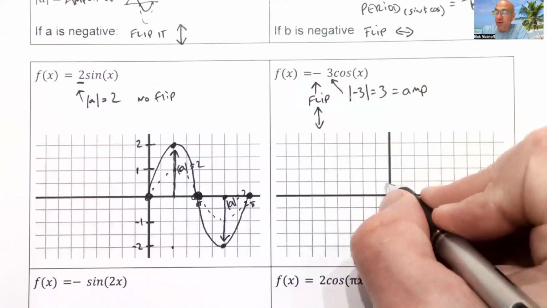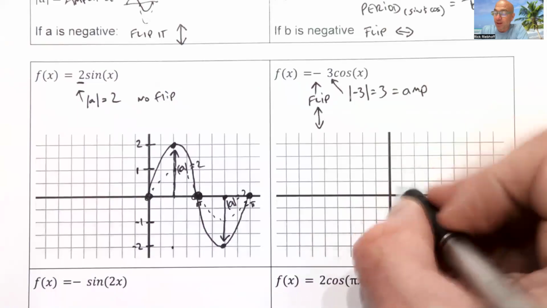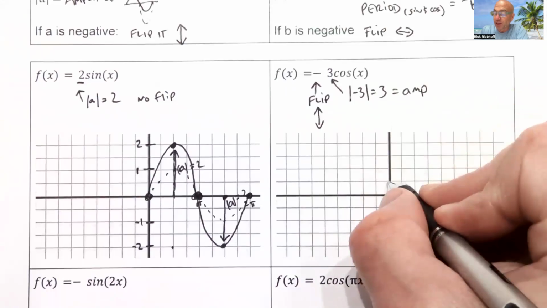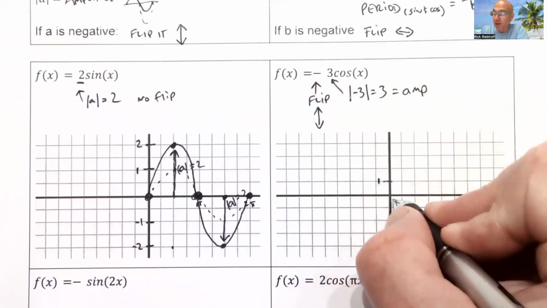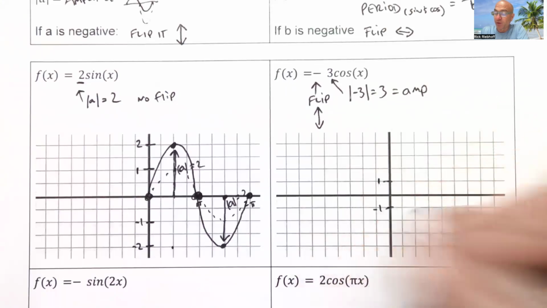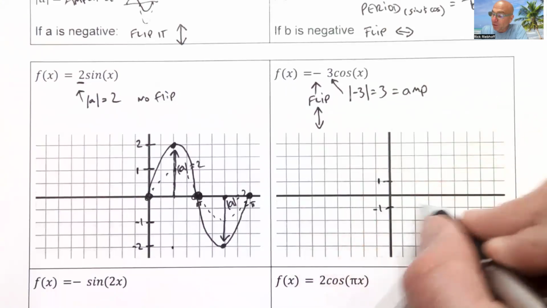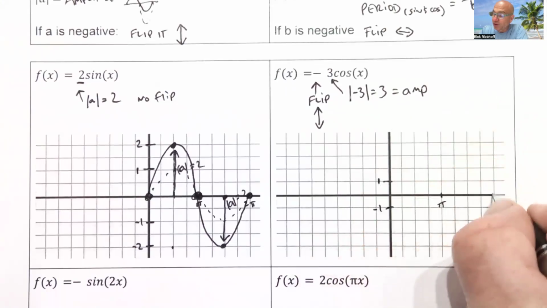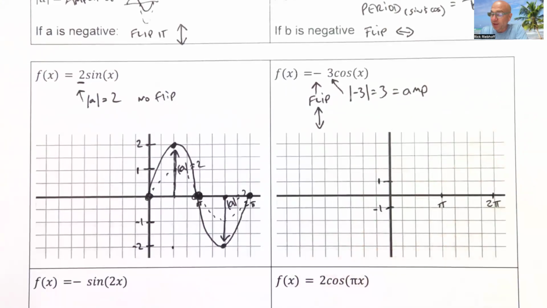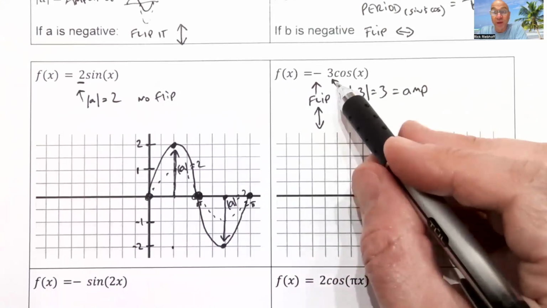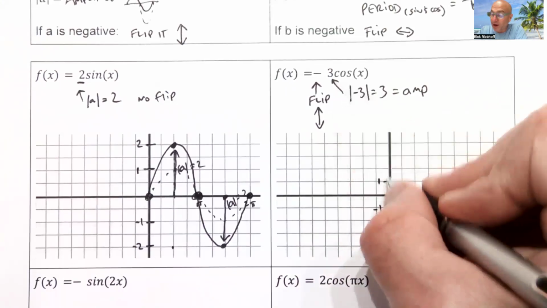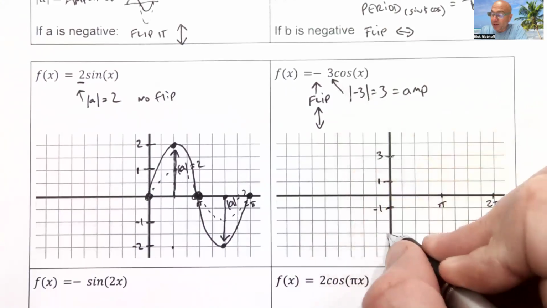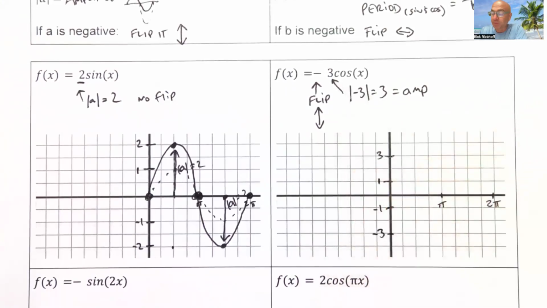Now, I don't have enough room to go by twos, I don't think. So I guess I have to make this 1 and this -1. Is that okay? And then 1, 2, 3, 4 is pi. 1, 2, 3, 4 is 2 pi. And here we go. If the amplitude is 3, right? It's going to get how high? It's going to get up to 3. How low is it going to go? It's going to get down to -3, right?